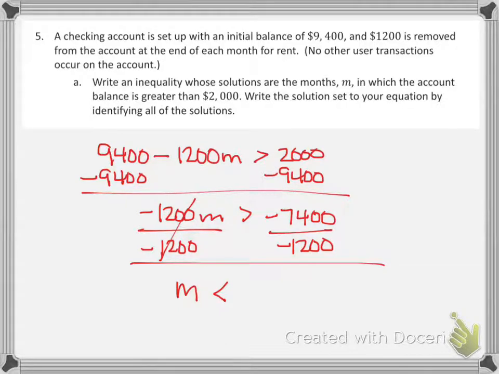And when we do that, we get a positive 6.2, approximately 6.2. So the months would have to be less than 6 in order to stay above, have to be 6 or less in order to stay above 2,000.